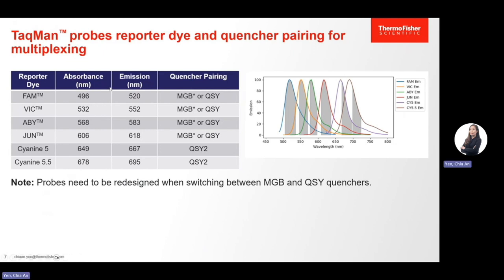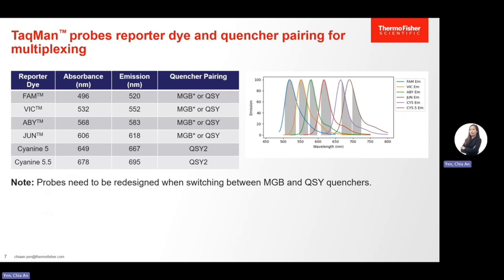So here I'm showing you the 6 different reporter dyes that TaqMan probes have that you can order through Thermo Fisher's website. So here we have FAM, VIC, ABY, JUN, Cy5 and Cy5.5. So all of these reporter dyes, they each have a unique emission spectrum that allows them to be separated by different filters. As you can see their wavelength on the right.